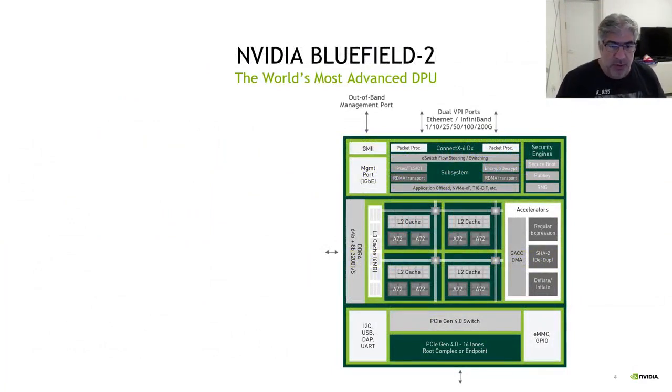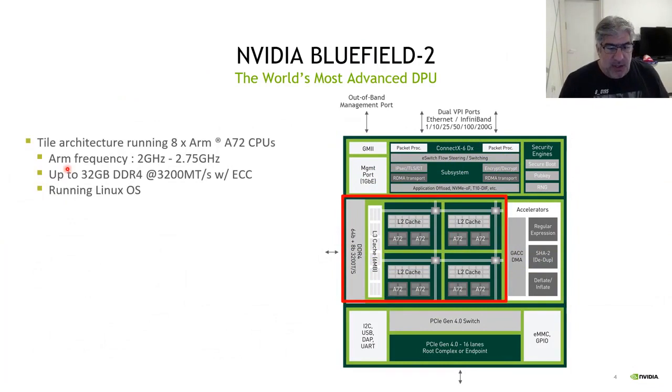So we always talk about BlueField 2 as a DPU. So yes, it's the world's most advanced DPU. But let's look inside and understand what it is. There is a tile architecture running 8 ARM A72 cores, running at up to 2.7 gigahertz. We have up to 32 gigabytes of DDR4 DRAM. But I think, as a software developer, the actual bottom line is that this is running Linux. So it's a fully distributed Linux OS that can run OVS, the OVN controller, and all the other things, your own program that you want to bring.